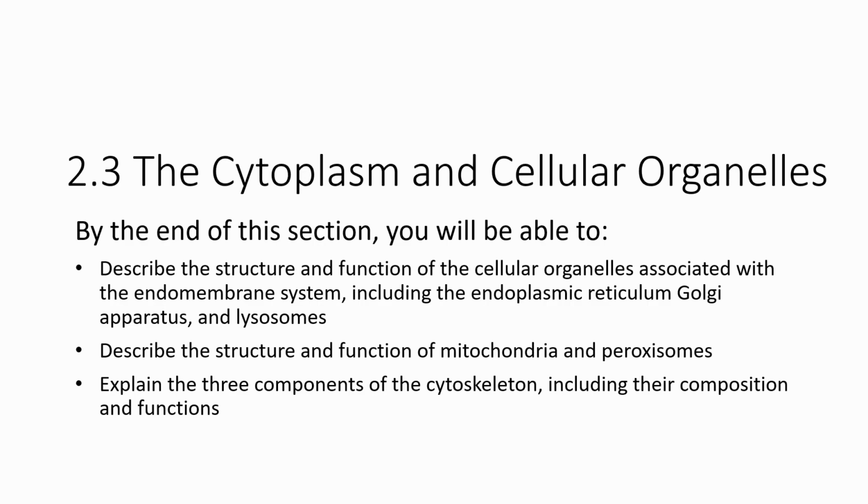So we're going to talk about the structure and functions of various organelles. We're going to talk about the endomembrane system, including the endoplasmic reticulum, Golgi apparatus, and lysosomes. And then we'll get into mitochondria and peroxisomes, and then get into what the cytoskeleton is capable of. There's three main parts, and then what do they do?